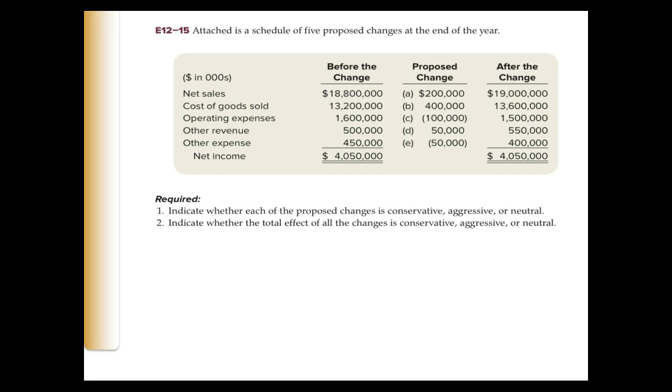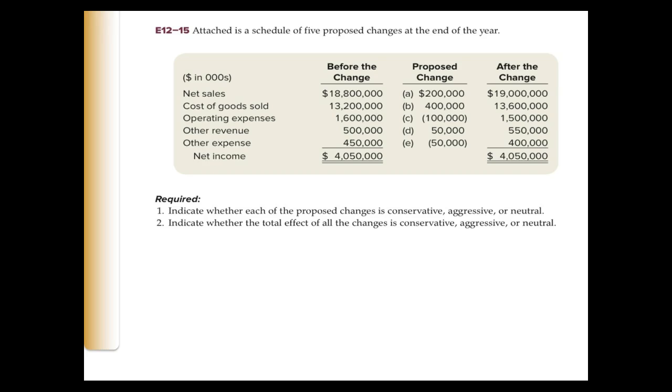Let's look at exercise 1215. We'll indicate whether each of the proposed changes is a conservative, aggressive, or neutral stance, and we'll indicate whether the total effect of all the changes would be conservative, aggressive, or neutral. So as you see here, net sales before the change, $18,800,000. After the change, $19 million.